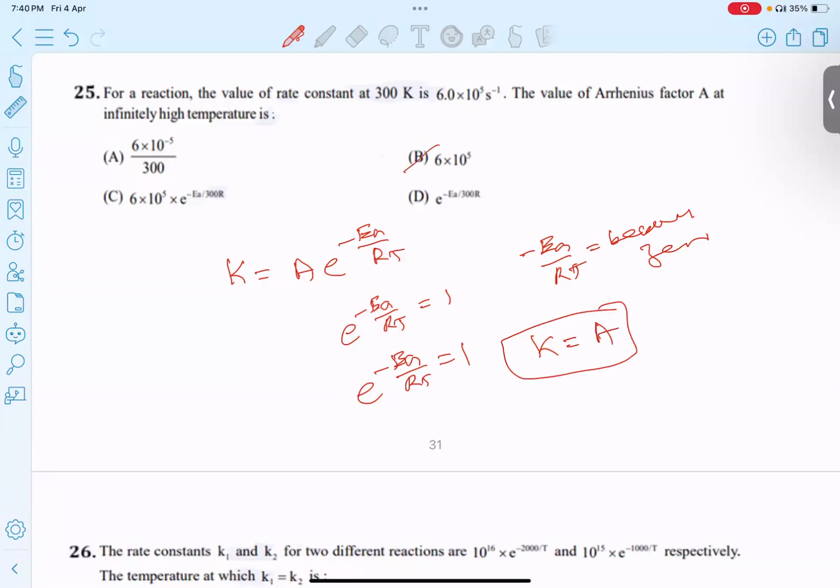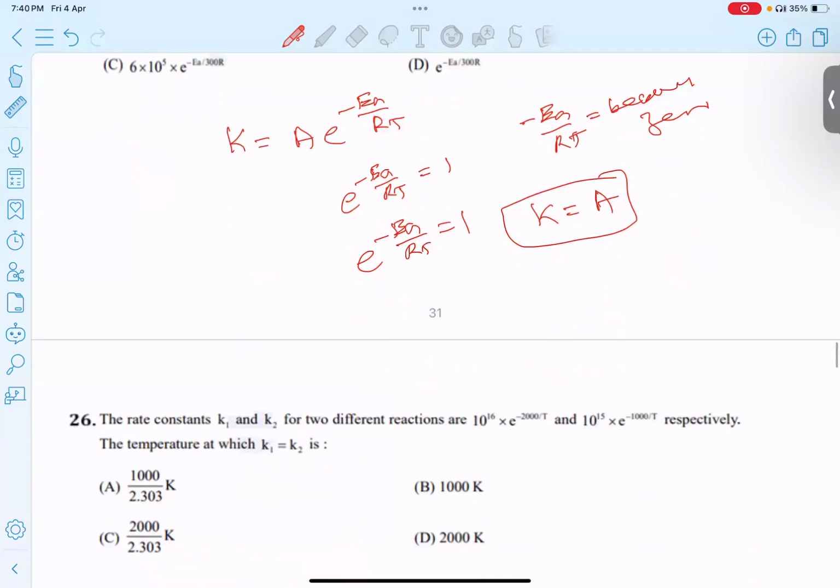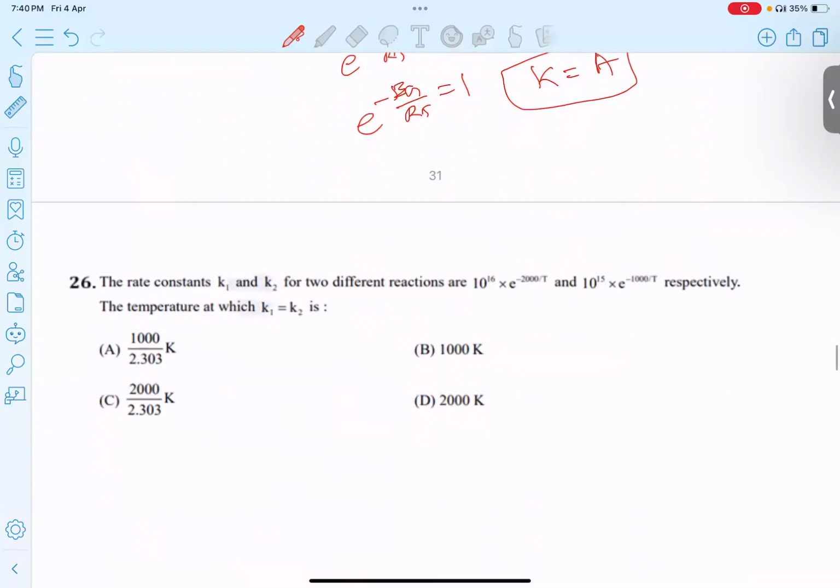So for a reaction, the value of rate constant at 300 Kelvin is 6.0 into 10 to the power 5 per second. The value of Arrhenius factor A at infinitely high temperature remains the same, 6.0 into 10 to the power 5 only. So correct option is B.